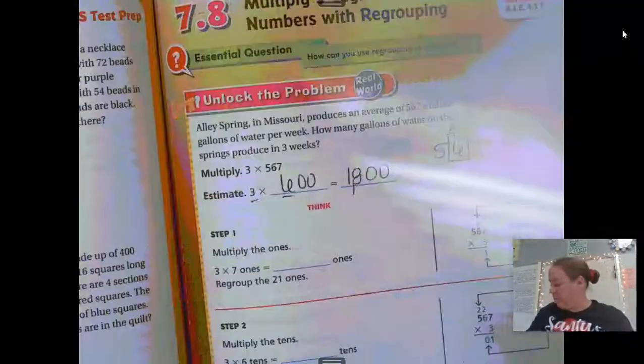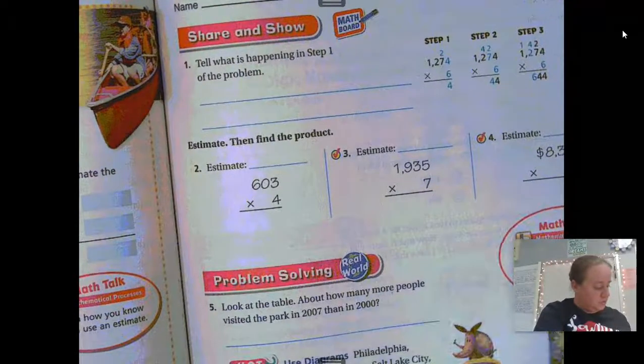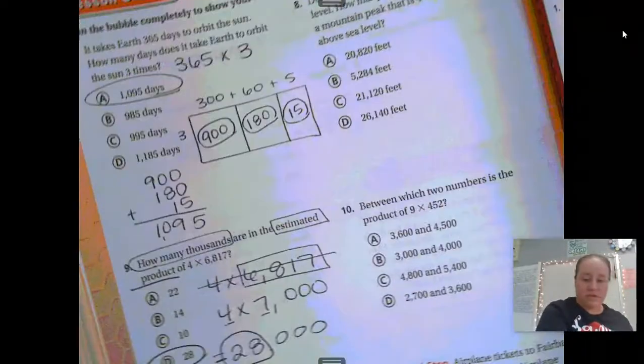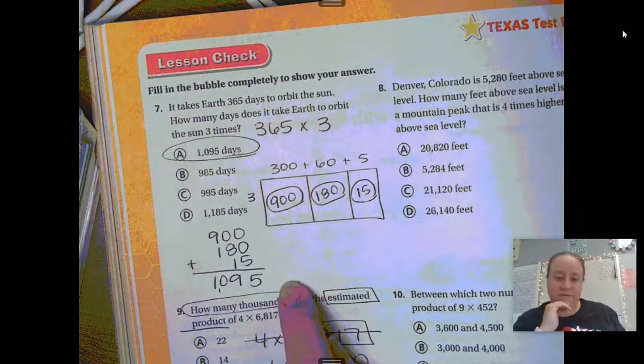All right, so put that away. All right, so we worked on that. And then students had these problems to work on. And we did 2 of these together. So the first one we did together is number 7.